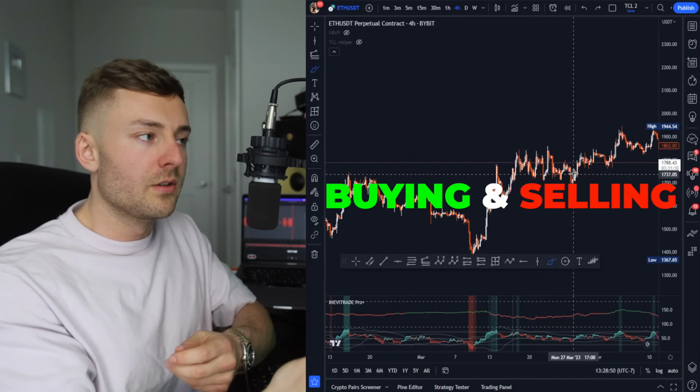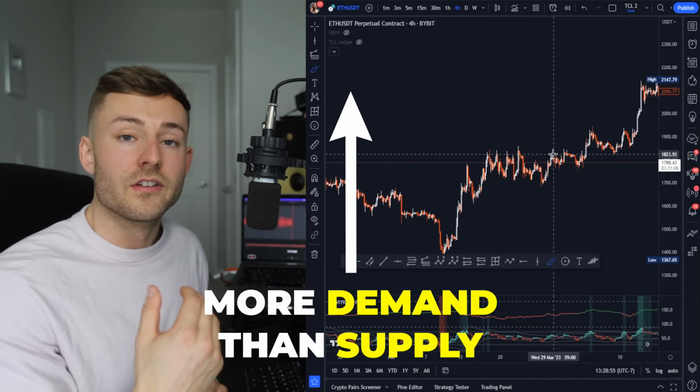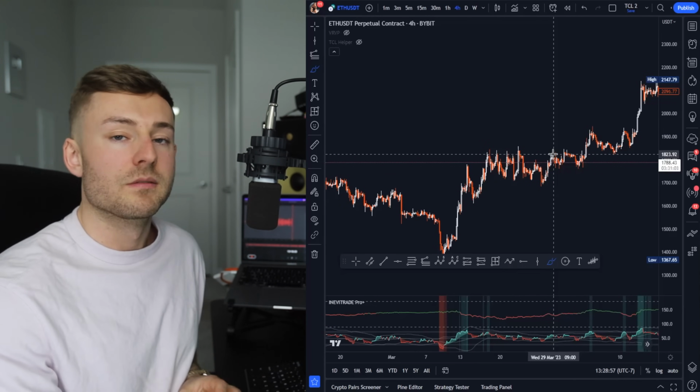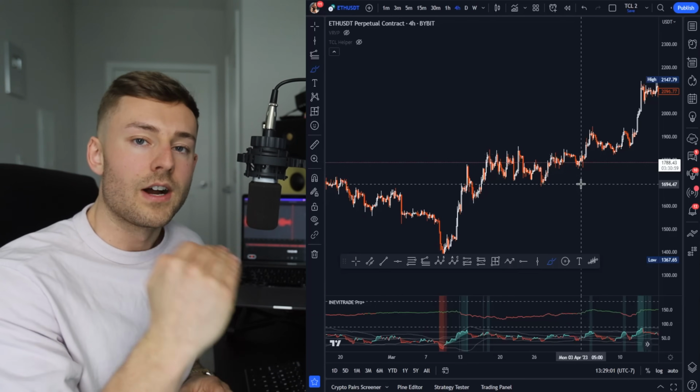So there's constantly units passing hands back and forth, and that's going to cause the price to either go up if there's more demand than supply. And if there's more supply in the market and less demand, the price is going to move down to find the range to see where the next price discovery range is going to be.